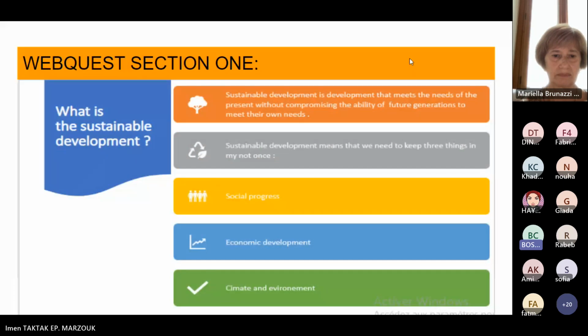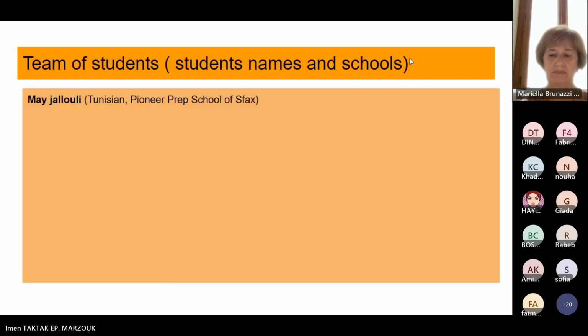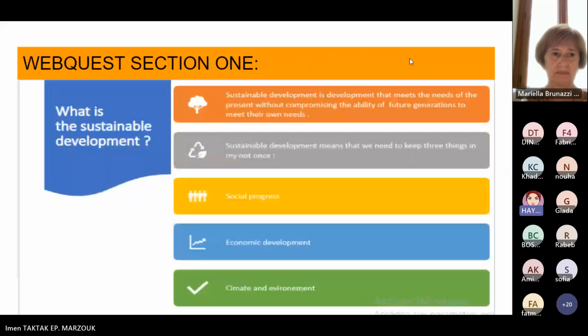So, what is sustainable development? Well, the first thing is that sustainable development is development that meets the needs of the present without compromising the ability of future generations to meet their own needs. Can I go back, please? Iman, can you move on to the next slide? Good.